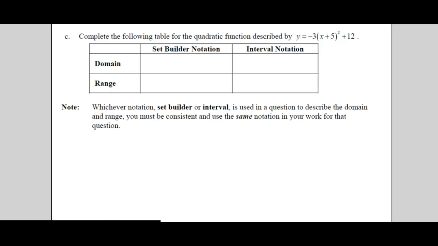Complete the following table for the quadratic function described by y equals negative 3x plus 5 quantity squared plus 12. What's the domain for a quadratic? What values of x can you have? Anything. Or what values of x can't you have? Well, I can put anything in for a quadratic. So in set builder, how does that work?